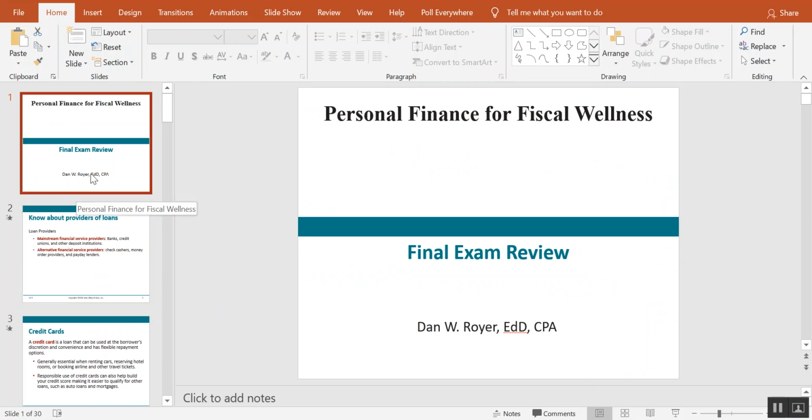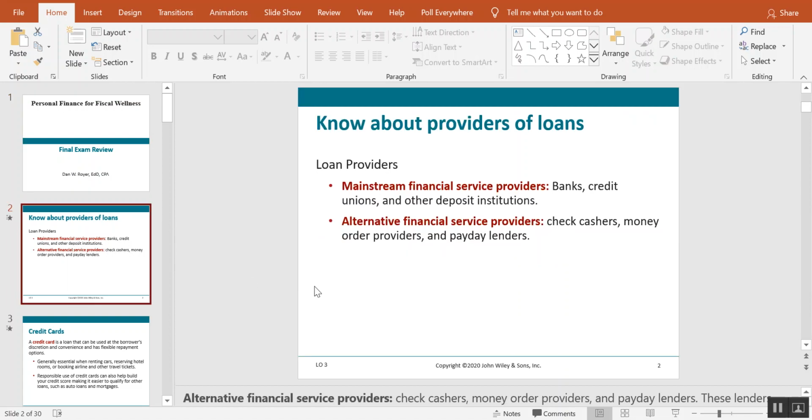So this is the final exam review PowerPoint slide. These will also be available in the final review module after I finish with these today. To start with, we're going to go back to chapter 6 and talk about loans. One of the things out of chapter 6 that's very important to know is the difference between mainstream financial service providers and alternative financial service providers.